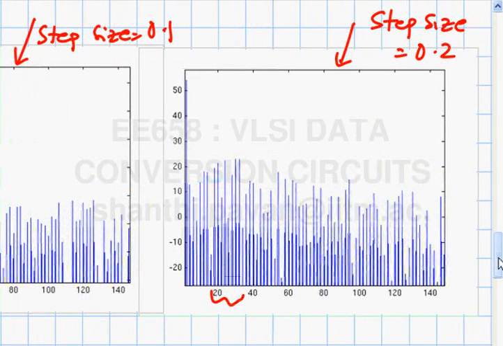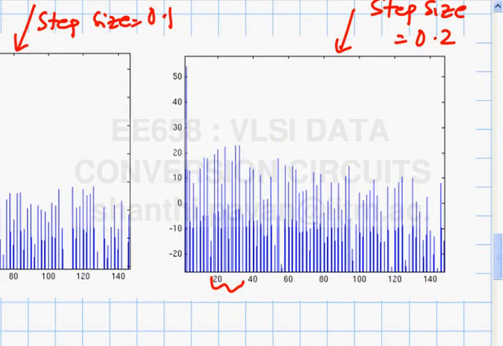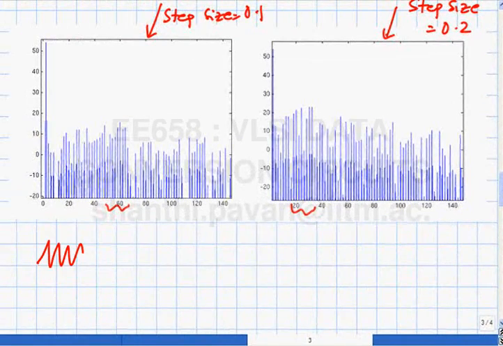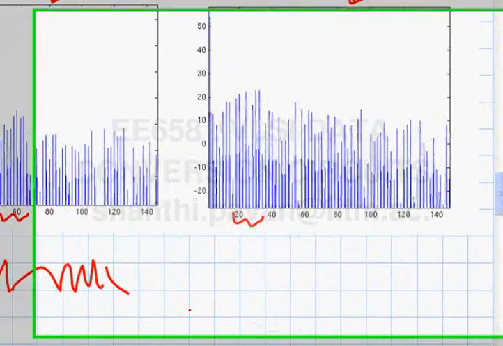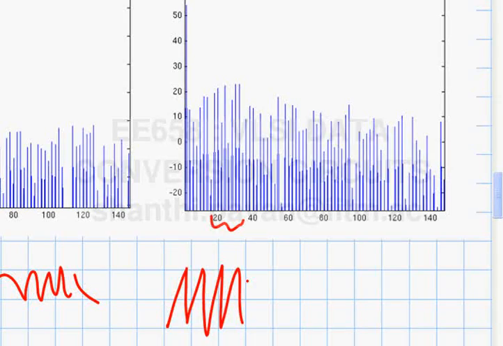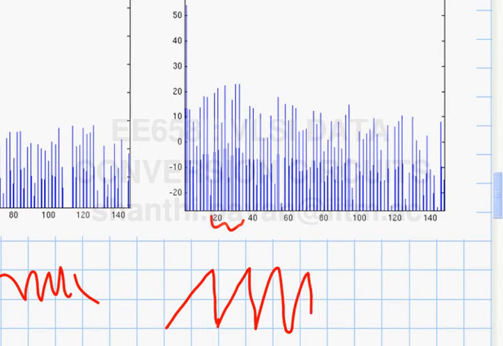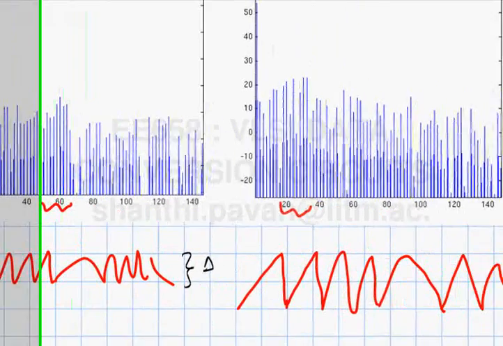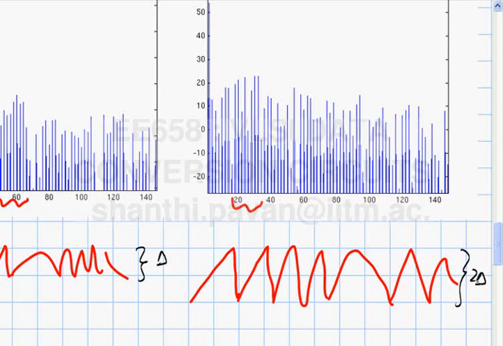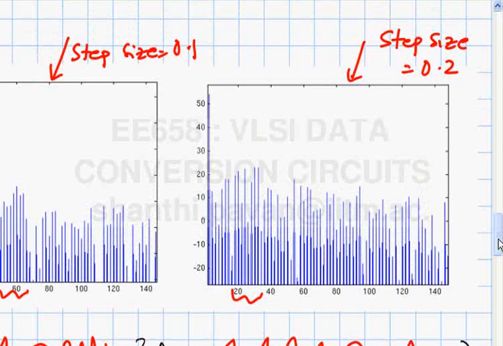The quantization error waveform corresponding to this spectrum is like this. Stuff like that. Whereas this will be twice as large and half in frequency. If I call this a peak to peak amplitude of delta, this must be 2 delta. That's one thing. And before I get there, let me ask you a quick question.